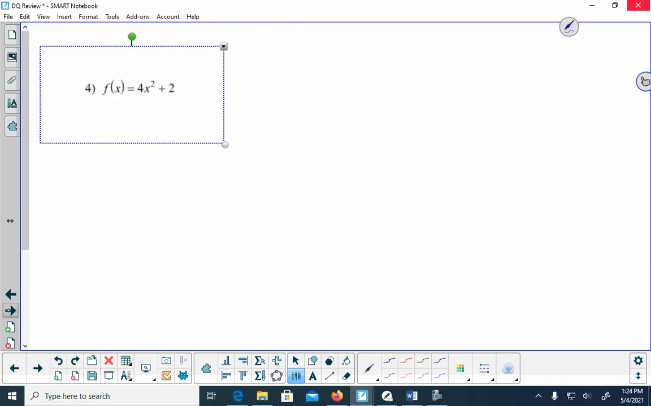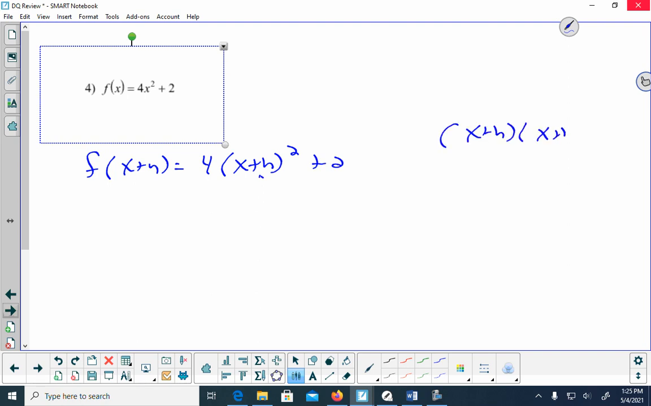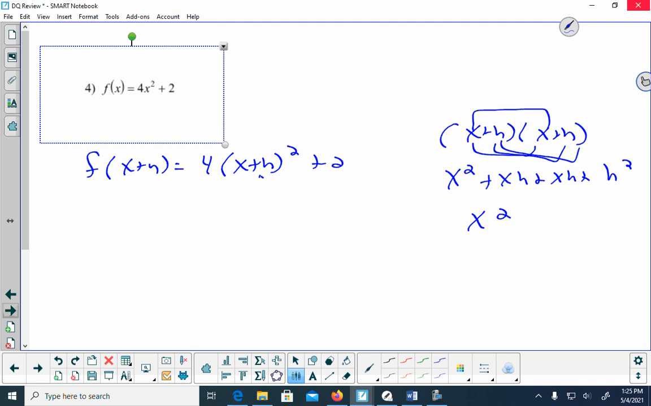Okay, now I'm getting into one where it's squared. So f of x plus h is going to equal 4 times the quantity of x plus h squared, plus 2. Remember, this is actually x plus h times x plus h. And when I FOIL it, I'm going to get x squared plus xh plus xh plus h squared, and now I end up with x squared plus 2xh plus h squared.